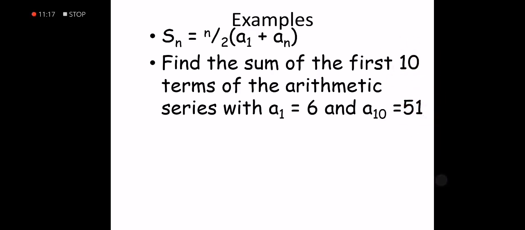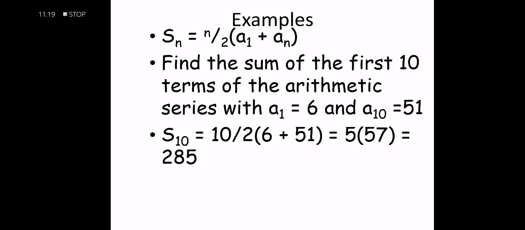Okay, so we can now apply the formula. Para hindi kayo mahirapan, ganito lang yan. So, yung 10, di ba 10 siya? Divide nyo na siya agad sa 2. So, we have 5. Naging 5 na siya. And then, i-add nyo yung ating first term at yung ating last term. So, 6 plus 51 is 57. And then, i-multiply mo lang yung 5 and 57. So, ang sum niya ay 285.